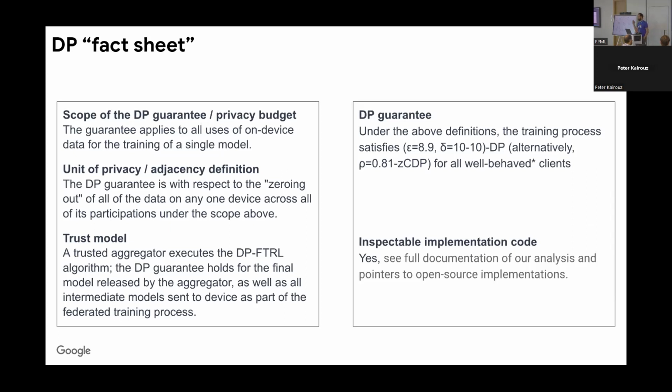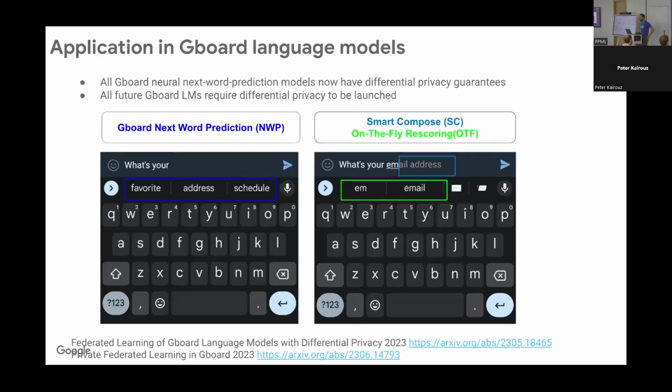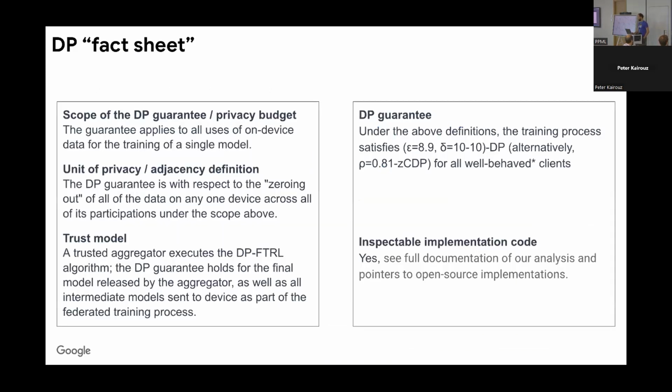So this is our DP fact sheet, which we like to give with this release. Since then, yes? You had on the previous slide "for well-behaved clients." What does that mean? That's a very good point. So what is a well-behaved client? We said that we needed to bound user contribution and we needed to bound participation. So no device can participate more than once every 24 hours.